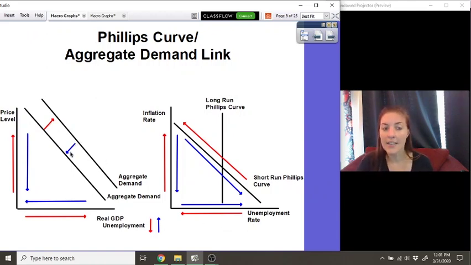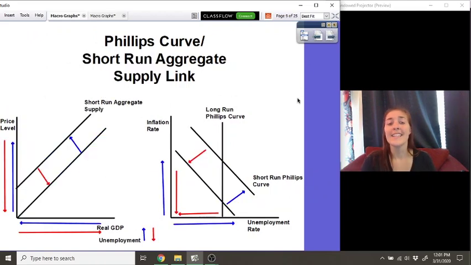A decrease in aggregate demand is the same idea. It decreases price levels, so that's why the inflation rate's going down. It decreases GDP, which we know means unemployment goes up, so I'm showing the unemployment rate increasing. So again, to show that inverse relationship between inflation and unemployment, I'm going to move along the short run Phillips curve, but now down along the short run Phillips curve to show that inverse relationship. So aggregate demand shifts move along the short run Phillips curve to show the traditional inverse relationship between price level and unemployment. But then we know the 1970s happened.